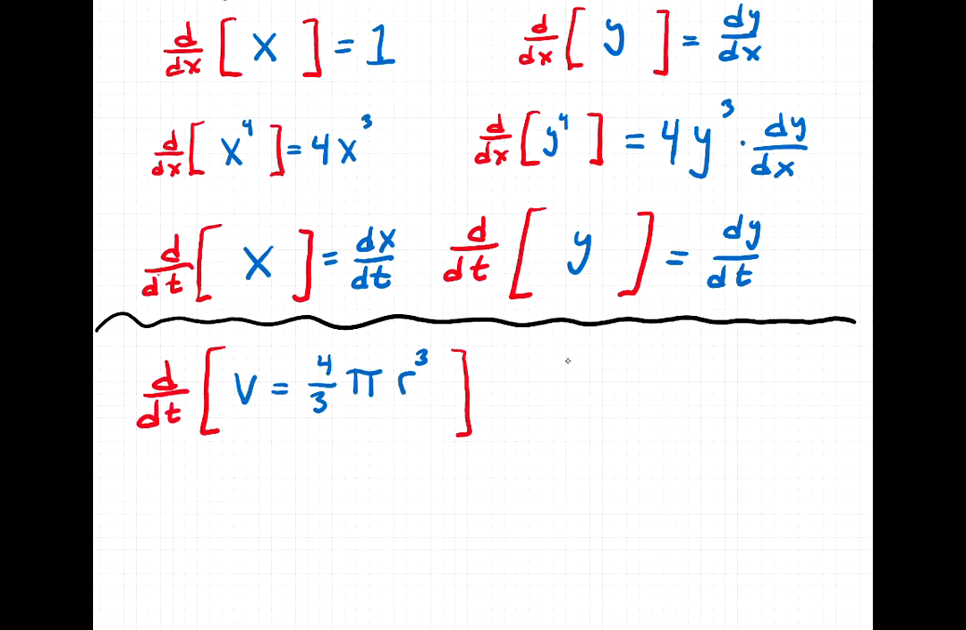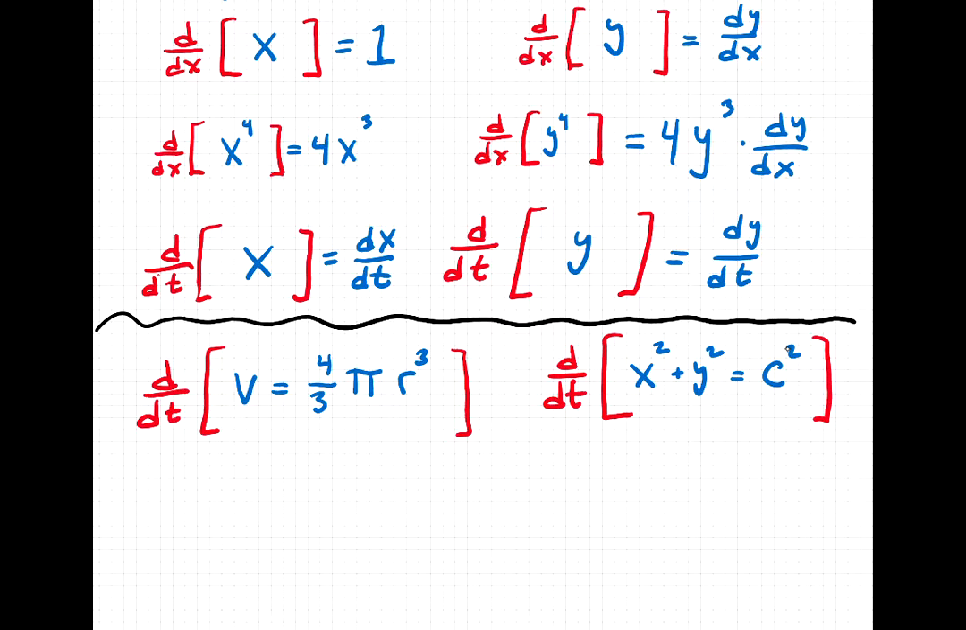You could take the derivative with respect to time of the good old Pythagorean theorem. x squared plus y squared equals, say, c squared for the hypotenuse. All right, so we could apply the idea of implicit differentiation to these formulas.